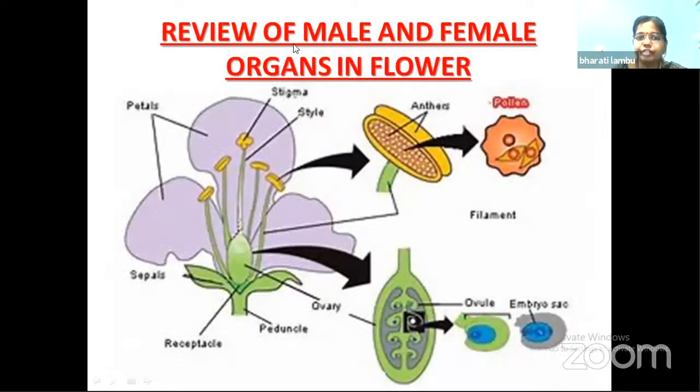Now we'll have a review of the male and female organs in the flower. This is a flower. In the flower, the outermost whorl is the sepal. Next, inner to the sepal is the petal. Inner to the petal is the androecium. Inner to the androecium is the gynoecium. The androecium is the male organ of the flower and the gynoecium is the female organ of the flower.